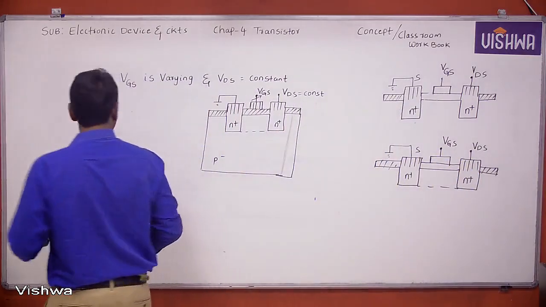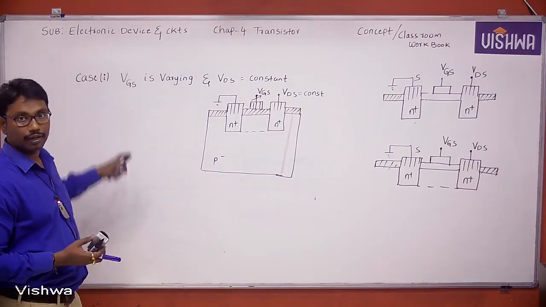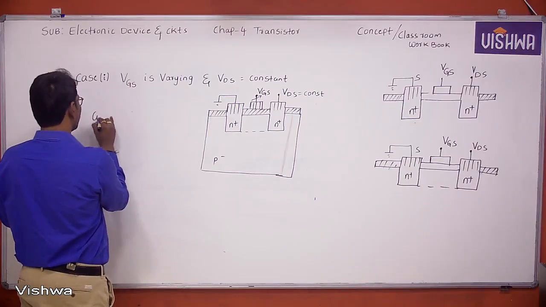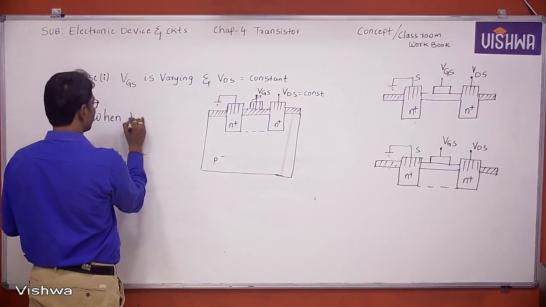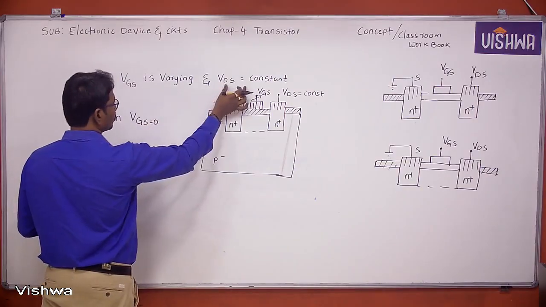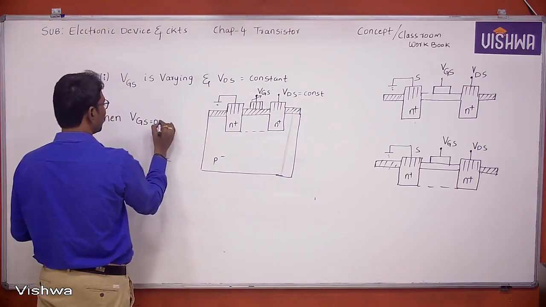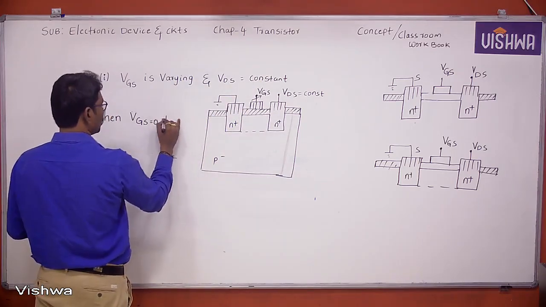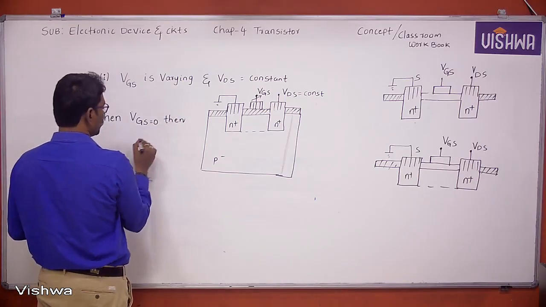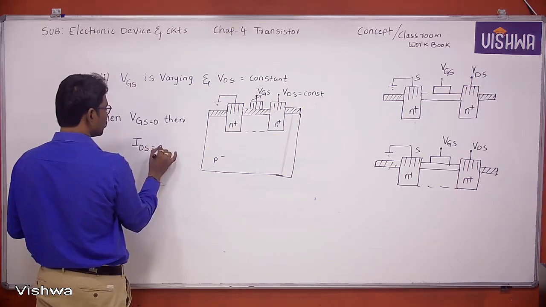First, what is case 1 here? VGS is varying, right? Now I start like this. When VGS is 0, because it is varying, it should be constant. It means we are applying some VGS here, but that should be constant. We are varying VGS. So VGS is 0, okay? So when VGS is 0, what about the current IDS here? The current IDS is also 0.